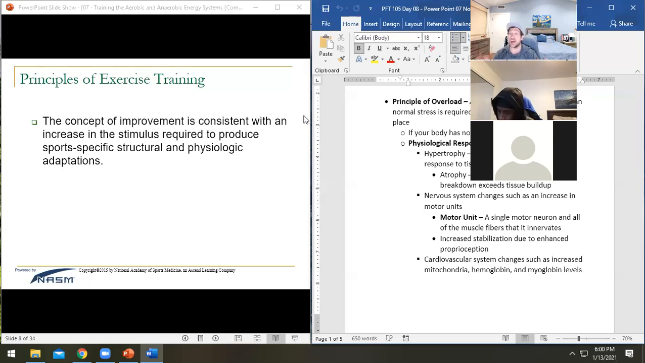Now, I don't just have to do it that way. Overload doesn't have to always be weight. That's sort of our most common. A lot of people think that the only way to make things harder is to make it heavier. My goal this month is heavy lifting, right?